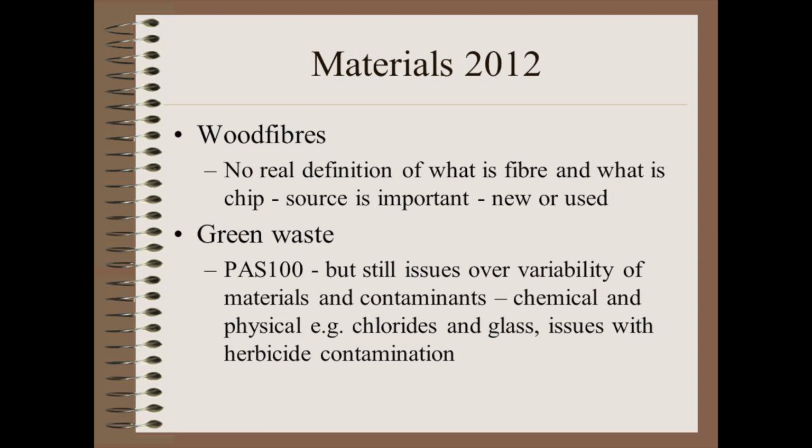We now have PAS 100 in terms of green waste quality standards, but we still have issues over variability of materials, contamination with chlorized glass, and recently with herbicide contamination with clopyralid, although there is WRAP funded work on that at the moment to try and get to the bottom of that and sort that issue out. So those are the main materials on the market at the moment in terms of the potential alternatives to peat.